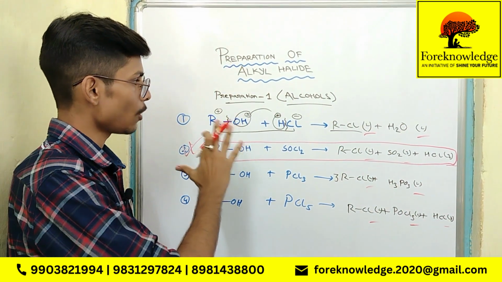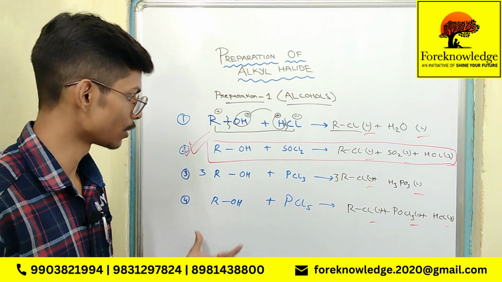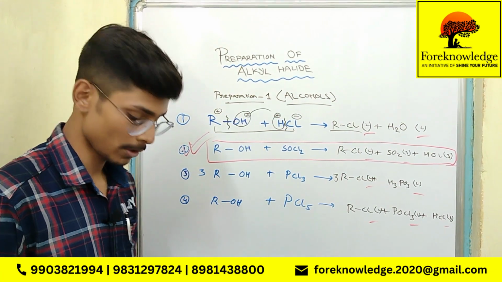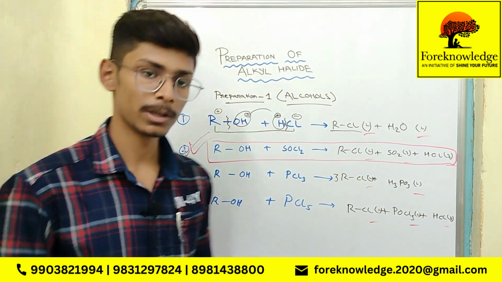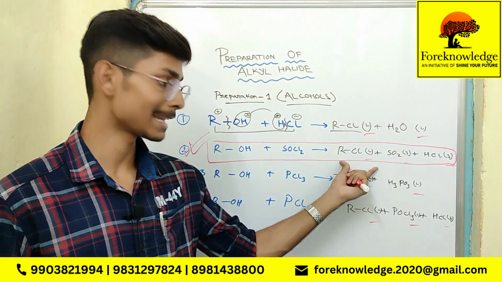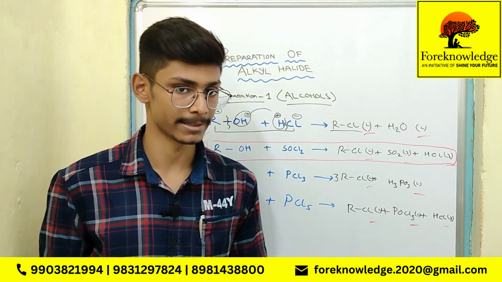So this is all about preparation 1. I hope you have understood. So now I will be moving on to preparation number 2. That is, you will obtain alkyl halide from carboxylic acid.